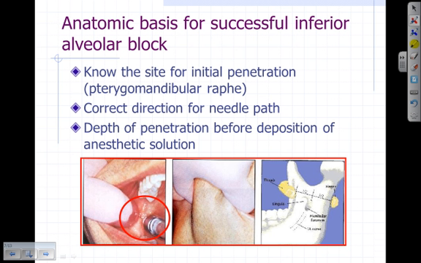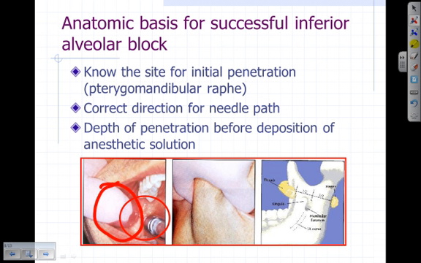So let's look at the anatomic basis for a successful inferior alveolar block. Well, first note the site of initial penetration. What I want you to notice is on the lower left-hand side where the finger's placed. The finger's placed palpating the notch of the ramus. Not the outer portion of the border or the inner, but actually that notch.